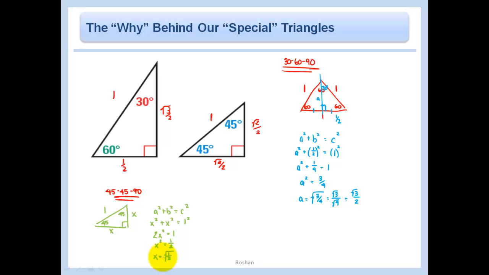Again, I don't need my plus or minus because I'm dealing with side lengths, which is equal to root 1 over root 2. Root 1 is simply 1 over root 2. Of course, we've got to rationalize that denominator. And that's where we come up with our root 2 over 2. Thus, our 45, 45, 90 triangle.